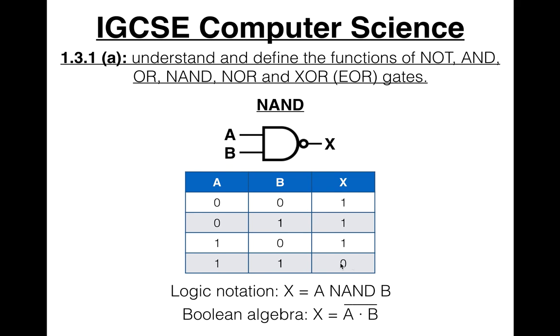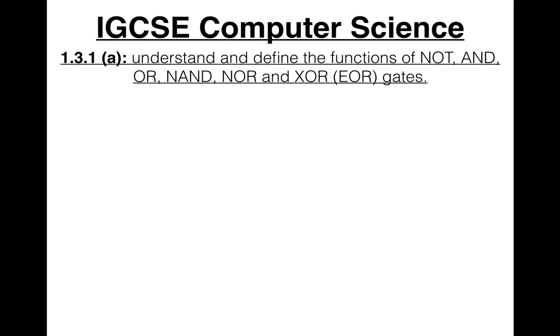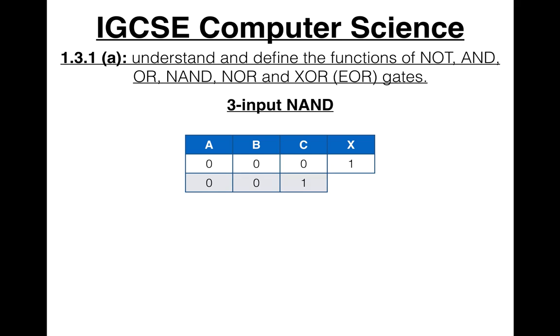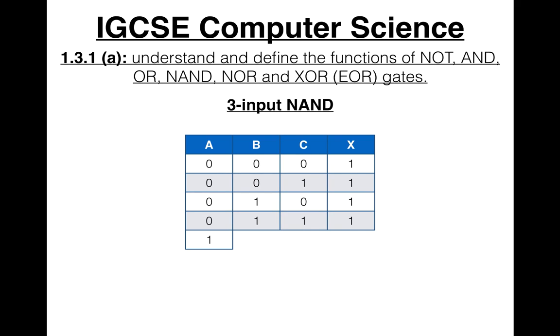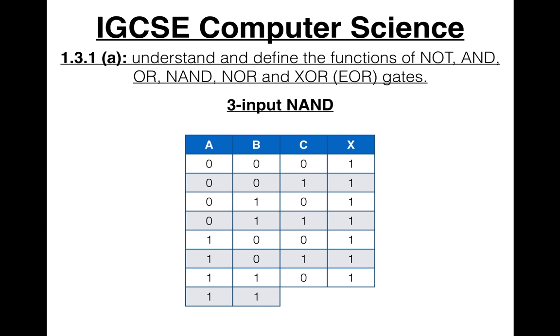Boolean algebra would be this. So just the A dot B would be an AND, so we just stick a dash on the top of it to make it NAND. So it's NOT AND. It works like that. So a 3-input NAND would look something like this. So go back to the 3-input AND, and it's basically the exact opposite.